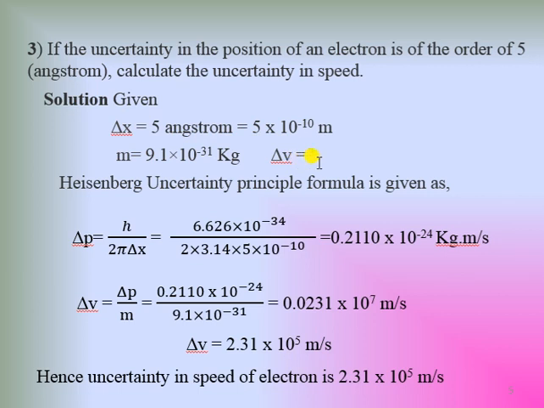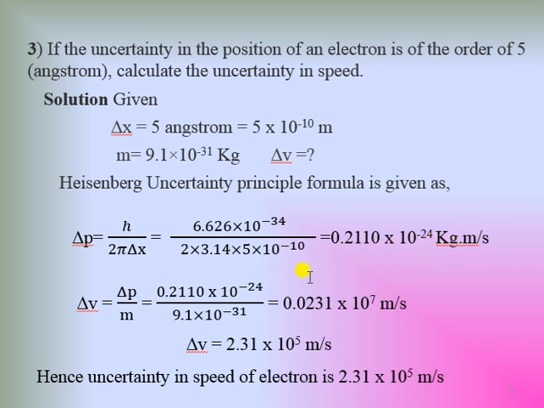Again we have to use the formula delta p is equal to h upon 2 pi into delta x. This is the value of h, you know, 2 into 3.14, and delta x is given as 5 into 10 raised to minus 10 meter. It is equal to 0.2110 into 10 raised to minus 20 kg meter per second.